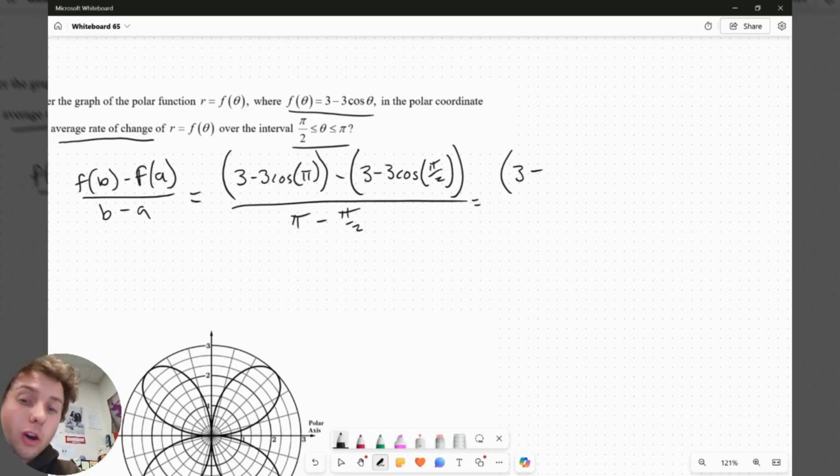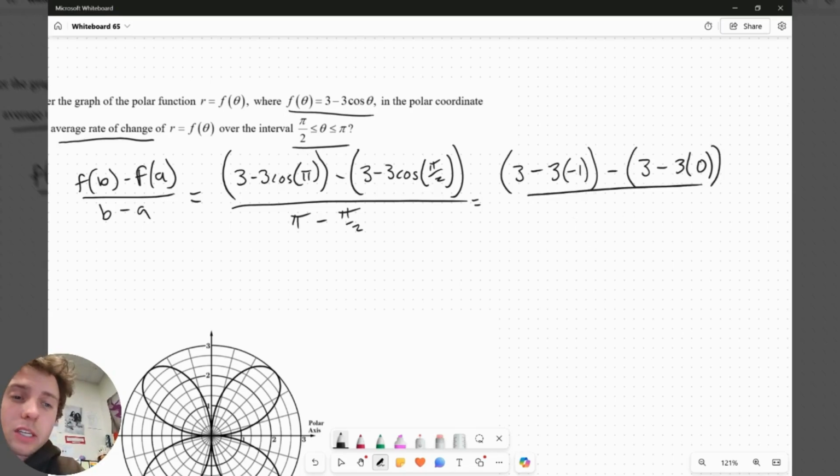3 minus 3 cosine of pi. Cosine of pi ends up giving us -1. So you can multiply those together. Cosine at pi halves is 0, so this would be 3 times 0 then. Notice I'm just taking my time as you go through this. That way you're limiting the mistakes that might arise. The bottom, simplify that. Pi minus pi halves, you would just be left with pi halves.